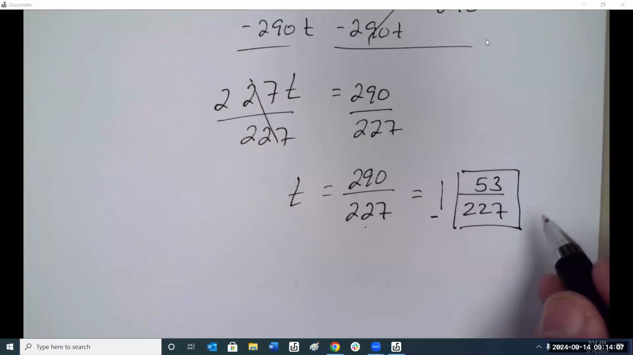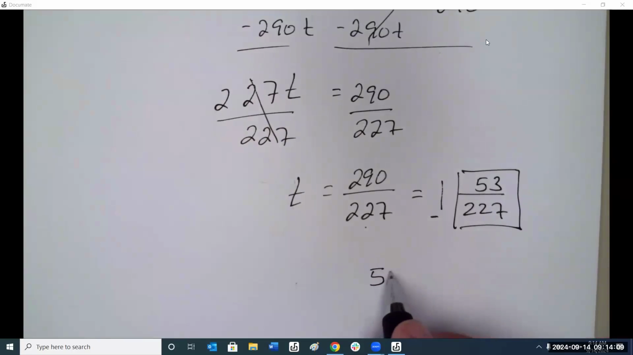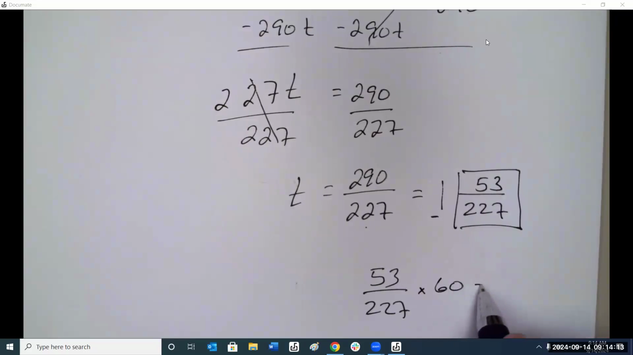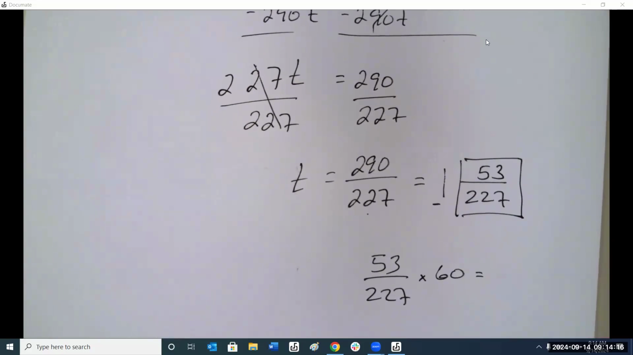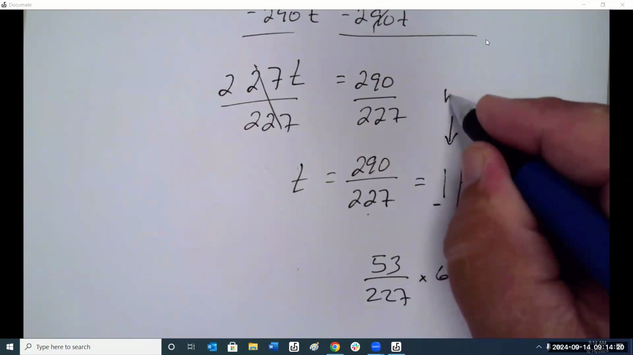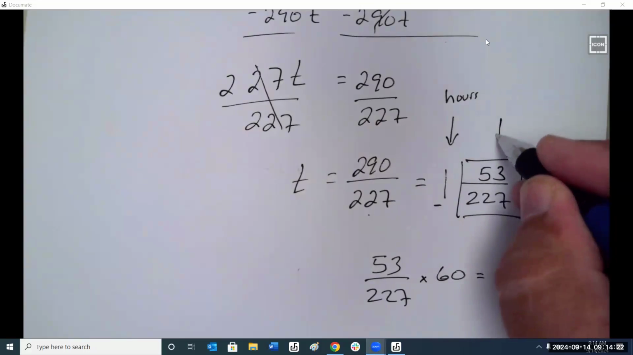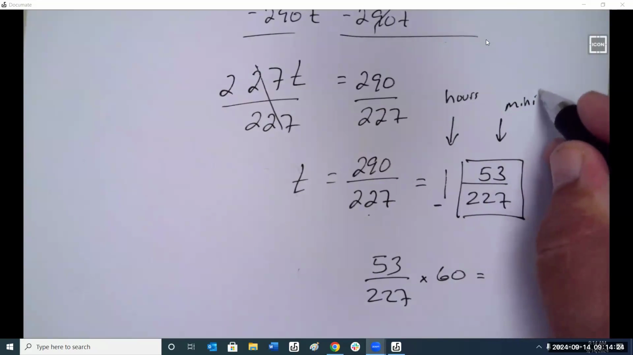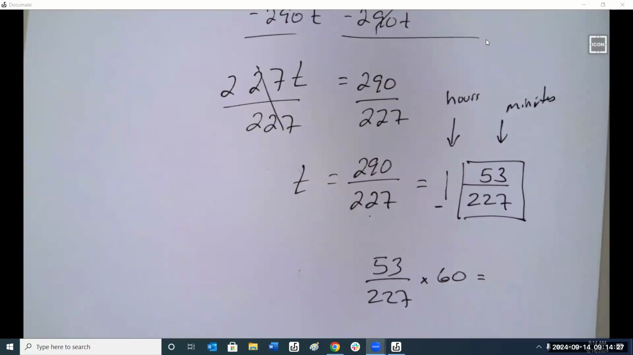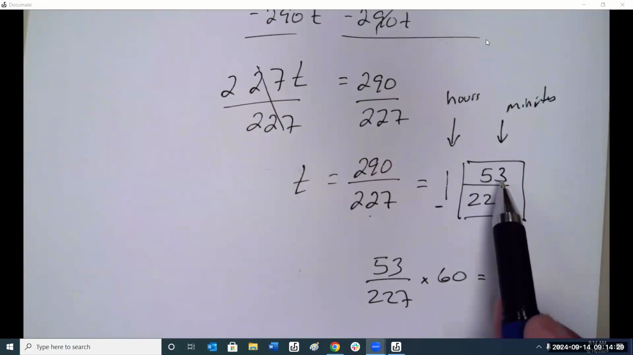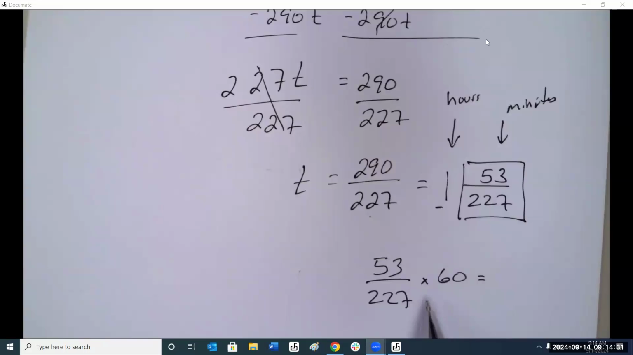Whatever this is, multiply it by 60. Why? Because this unit is in hours, this unit is in minutes. So it's 53 2/27 of 60 minutes. And that'll tell you the number of minutes.